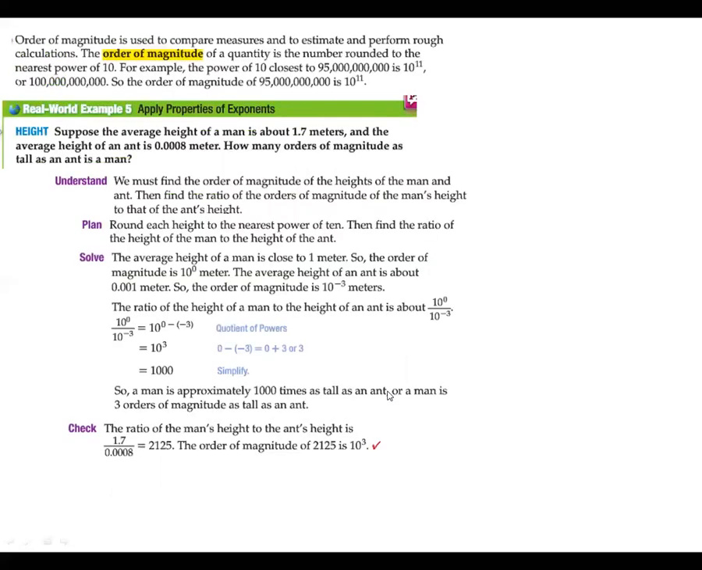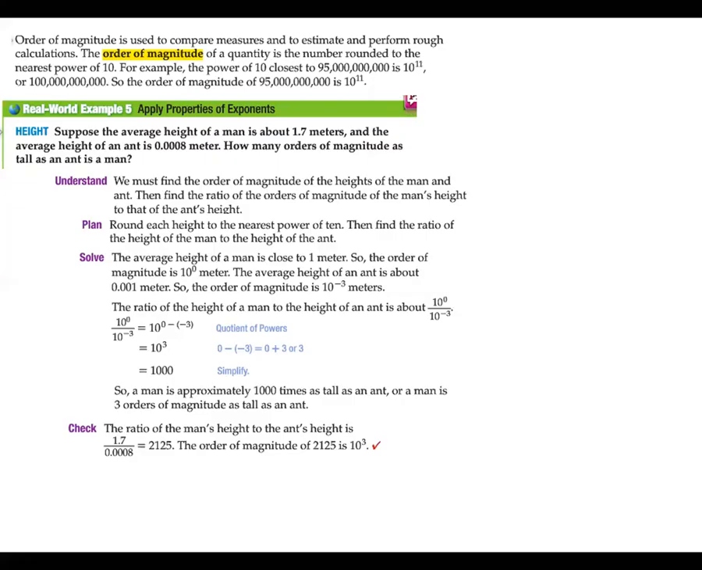All right, last thing. Order of magnitude is used to compare measures to estimate and perform rough calculations. Order of magnitude of a quantity is the number rounded to the nearest power of 10. For example, the power of 10 closest to 95 billion is 10 to the 11th, or 100 billion. The order of magnitude of 95 billion is 10 to the 11th.